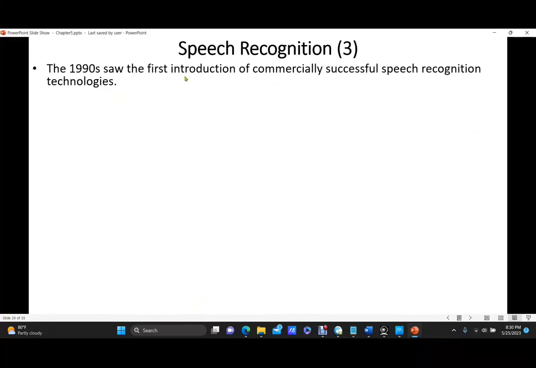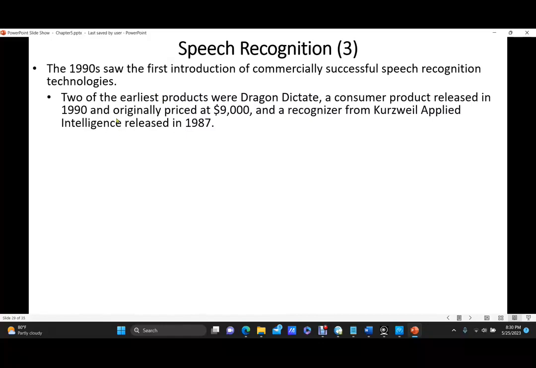The 1990s saw the first commercially successful speech recognition technologies. Two of the earliest of these products were Dragon Dictate and a recognizer from Kurzweil Applied Intelligence. Dragon Dictate was released in 1990, and Kurzweil Applied Intelligence released their recognizer in 1987.